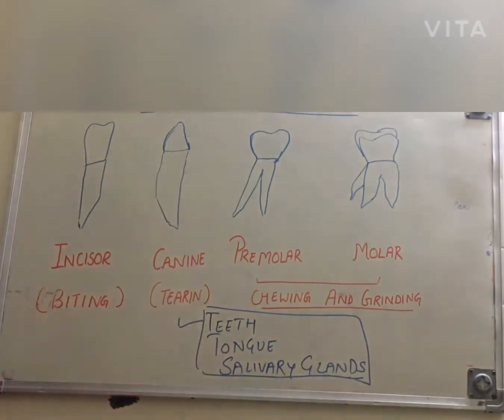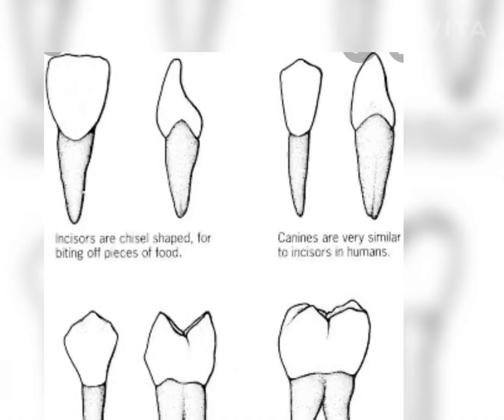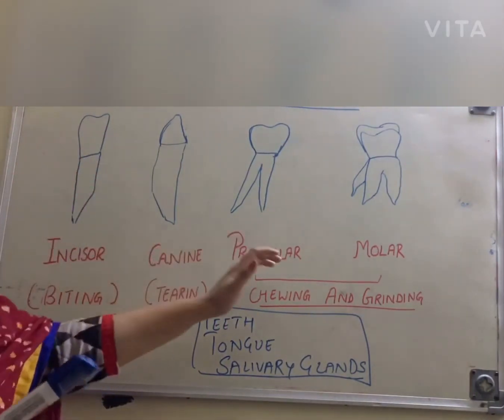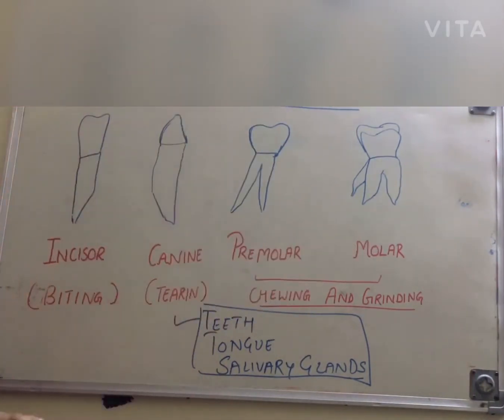And first is teeth. How many teeth are there in our mouth? There are 32 teeth in our mouth. There are 4 types of teeth: incisors, canine, premolar and molar. Incisors help in biting of food. Why do they help in biting of food? Because they have cutting margins.